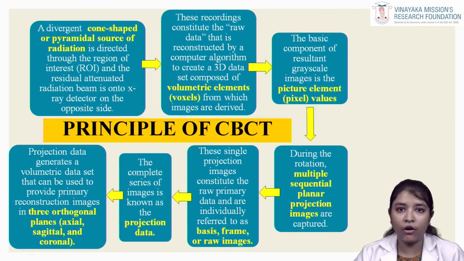The series of projection data is known as the projection data, and the projection data later undergoes the reconstruction stage, called primary reconstruction, which produces three orthogonal planes, that is the axial, coronal and sagittal planes, followed by a 3D reconstructed image.